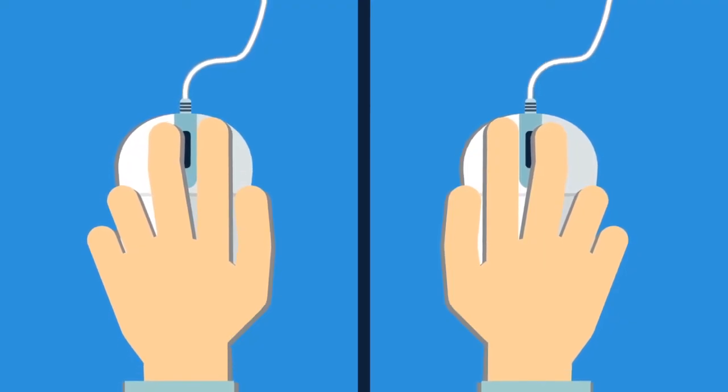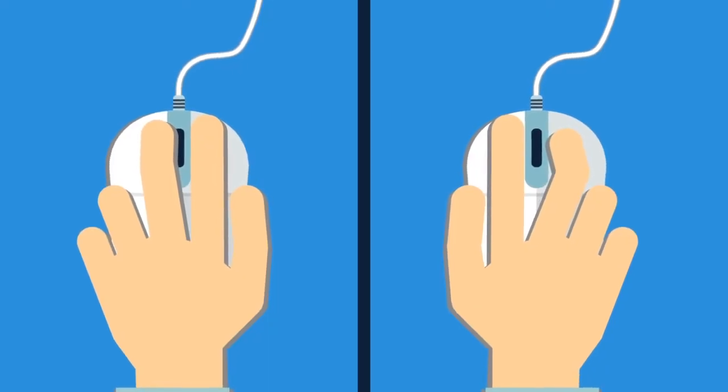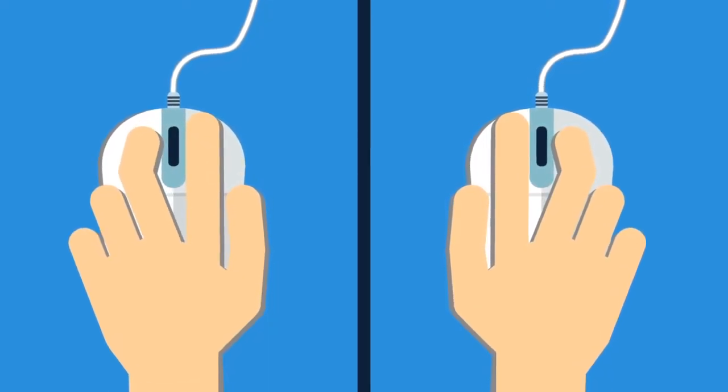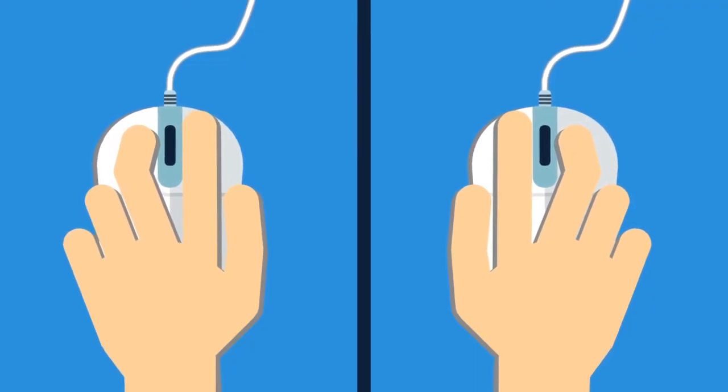4. Place your middle finger on the right button. If you are left-handed, place your middle finger on the left button. 5. Keep the base of your wrist on the mouse pad or desk.